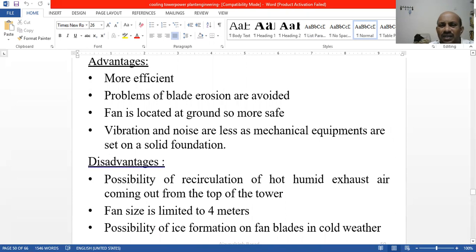And the fan size is limited to 4 meters; the fan blade size is 4 meters, and we cannot use more than this. It's one of the biggest disadvantages. Another one is the possibility of ice formation on fan blades. Whenever there is condensation, steam, and all those things, even though it is rotating, ice is going to be formed, and a corrosion effect will be there. So we have to take care of that in cold weather conditions.